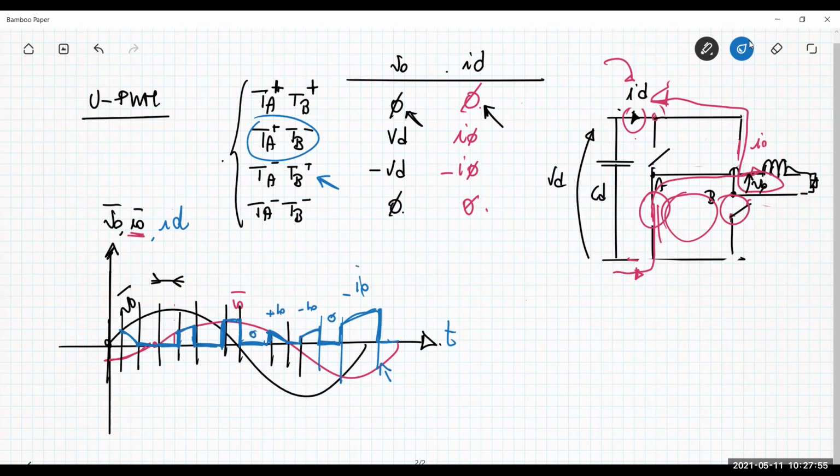Negative I naught is only reached when you have this combination, and this combination is only possible when you have negative current at the output. So in this interval here, when you have negative current, the state alternates between 0 and negative I naught. When you have positive current, the input current alternates between 0 and plus I naught.